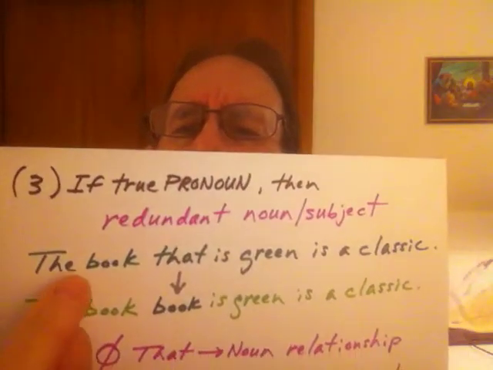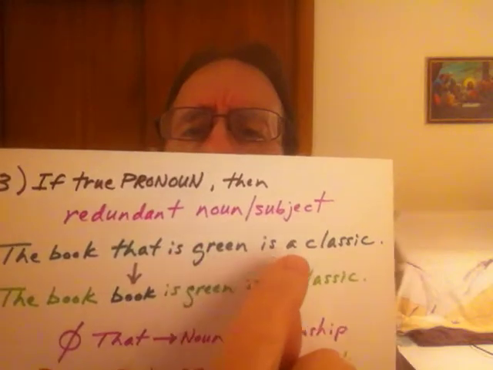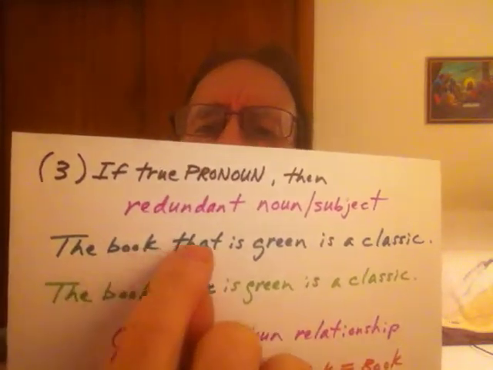Now this to me is a very important point. Now, moving along even farther, you see a third feature. The third feature then is, in our investigation to see if it's truly a relative pronoun, if the word that is a true pronoun, a categorical pronoun, then we end up with the redundant noun or redundant subject. Okay, here's our original sentence. The book that is green is a classic.